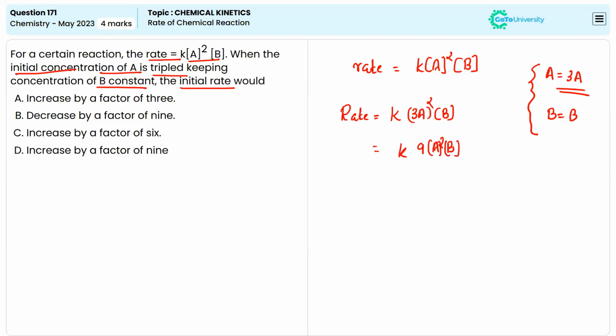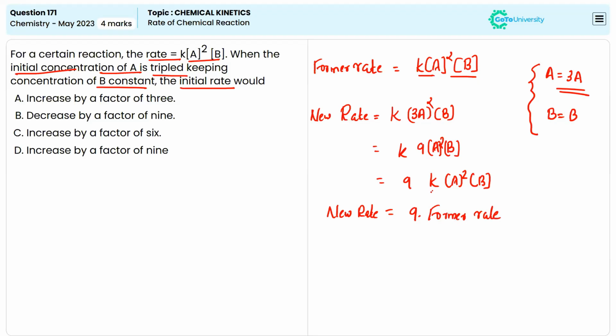So here this A squared B is the initial rate, that is K into A squared B is the former rate only. So I can write it as 9 into K, concentration of A squared, concentration of B. So we can write the new rate, right? New rate will be equal to 9 times the former rate, because K times A squared into B is the former rate of the reaction.